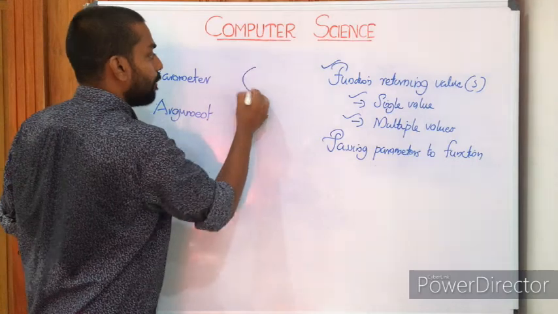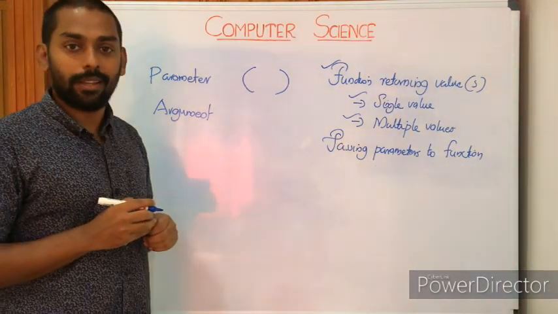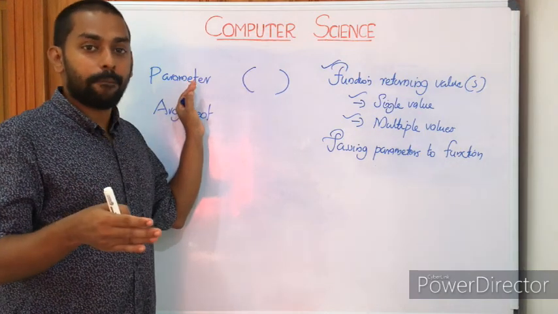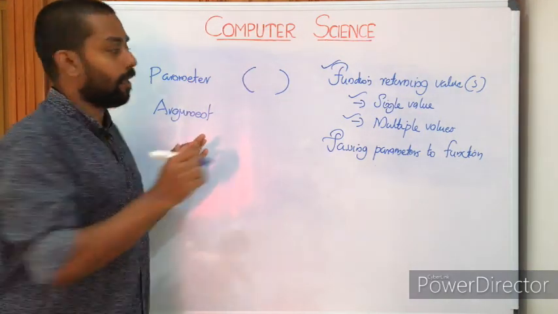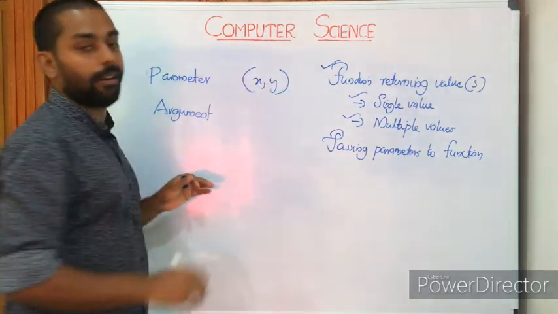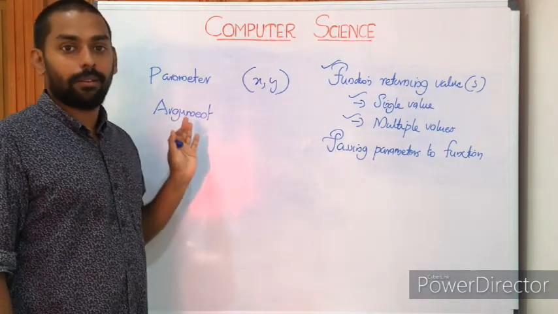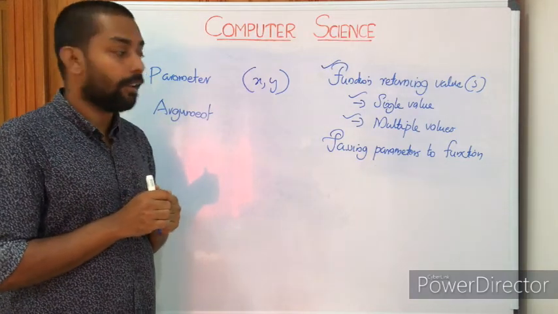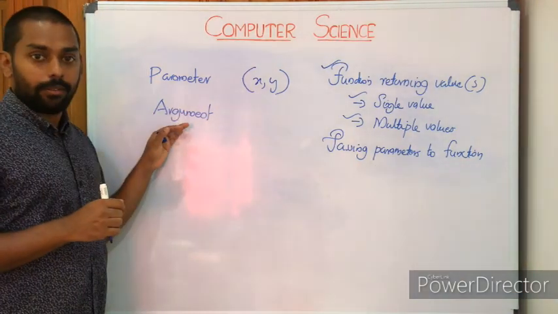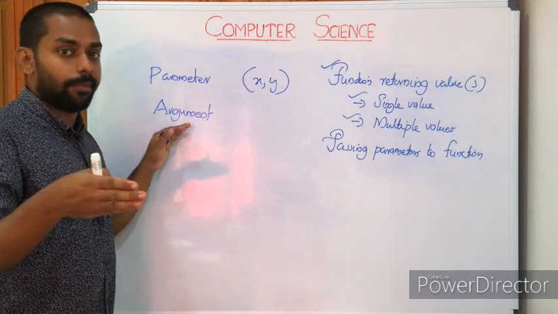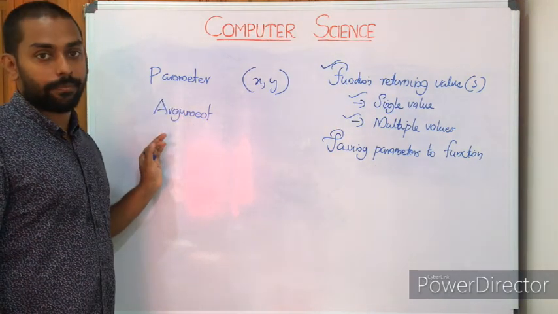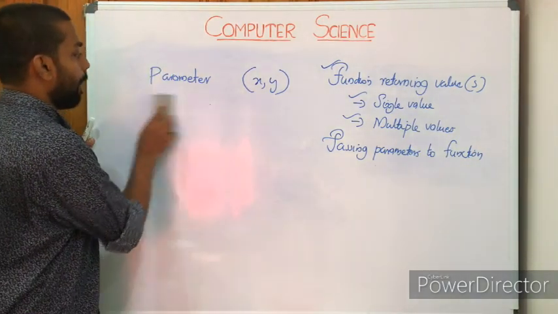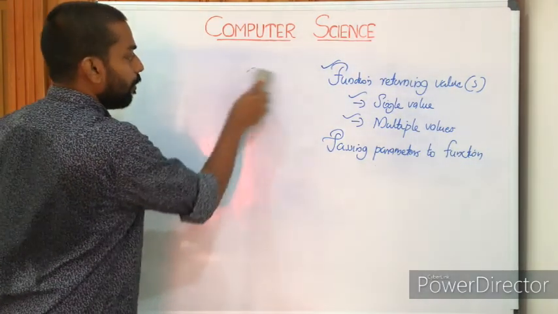You know the simple parenthesis? Parameter means value or values provided in the parenthesis. This is what parameters are. X and Y are parameters because these are enclosed in parenthesis. Then argument. It's another terminology for parameter. Let's see what actually parameters and arguments are.